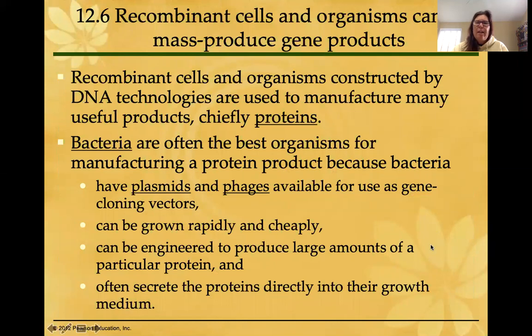So recombinant cells and organisms constructed by DNA technologies are used to manufacture many useful products. Mostly what we're trying to make are proteins. Bacteria are often the best organisms for manufacturing a protein because of the plasmids they contain. And we can also use phages. They infect bacterial cells, so we can use the phages as a way of delivering those cloning vectors that we want. It's very cheap to grow bacteria, and human rights activists aren't going to have a problem with us growing and killing bacterial cells.